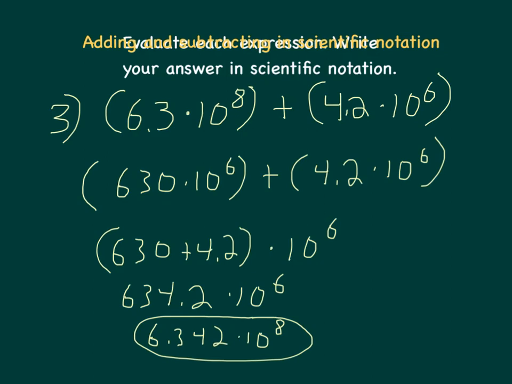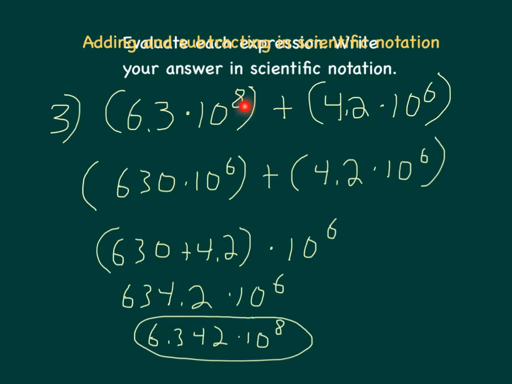Adding and subtracting in scientific notation are a little trickier. The first step is to make sure that our exponents are the same. And we can see right there they're not. So I just picked that I wanted to make them both times 10 to the 6th. You could have just as easily picked them both to be times 10 to the 8th and it would have come out the same. You just have to pick one.